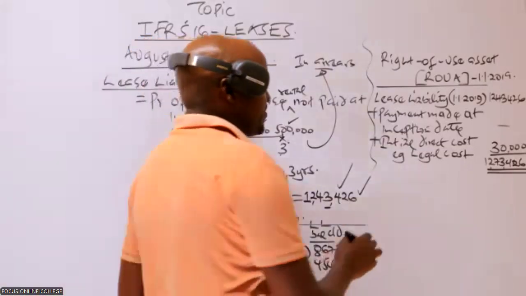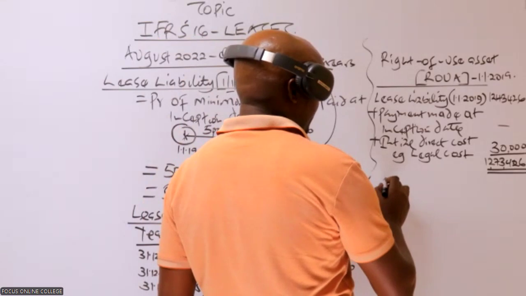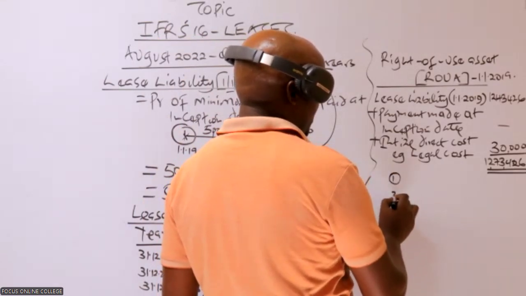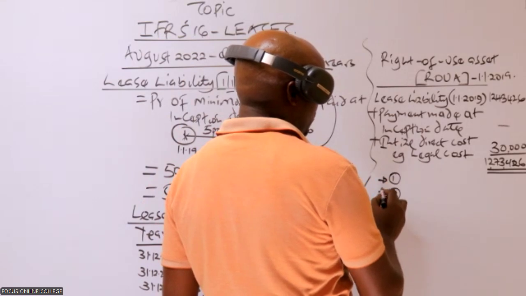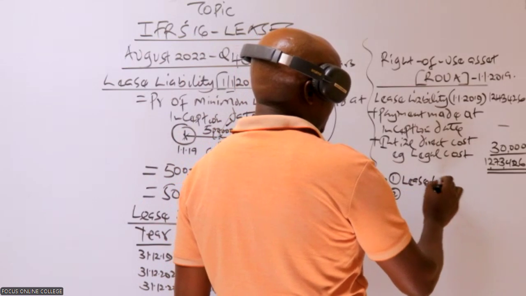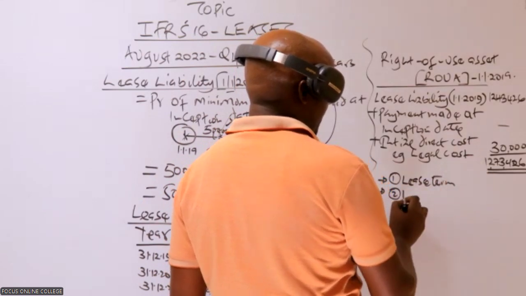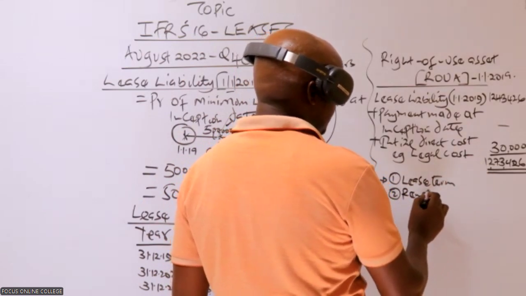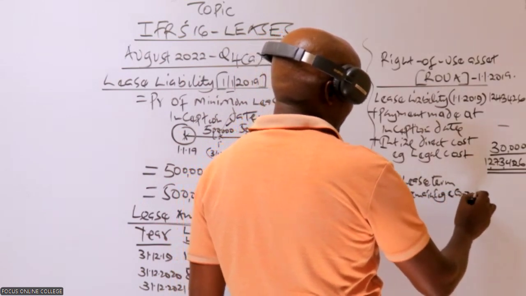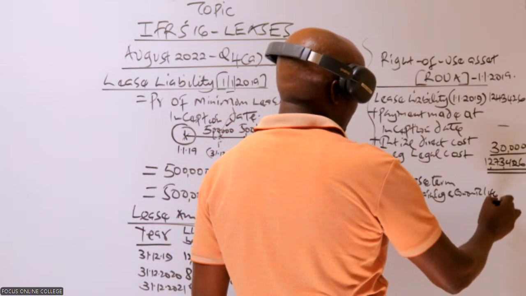How do we compute the depreciation per annum? To compute the depreciation per annum, we first of all need to take the shorter of these two periods: the lease term, which is for how many years, and the remaining economic life of the asset.